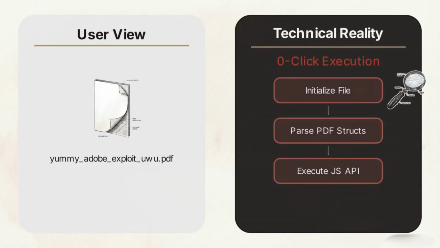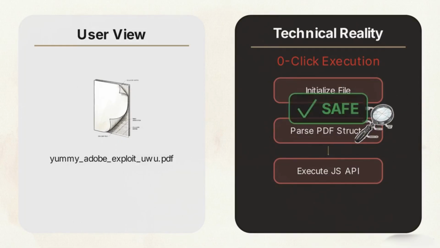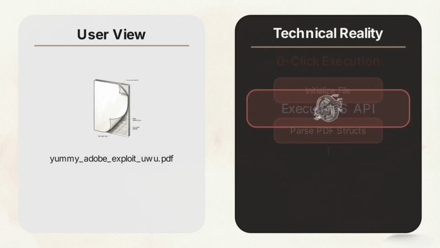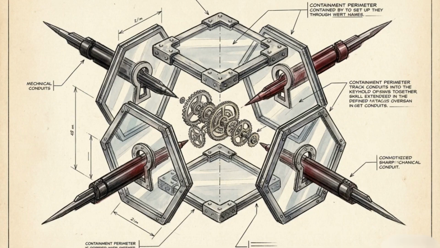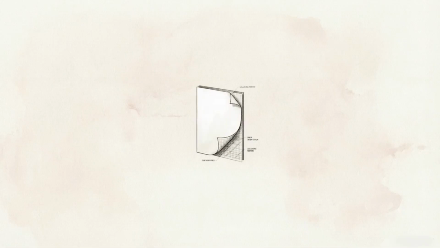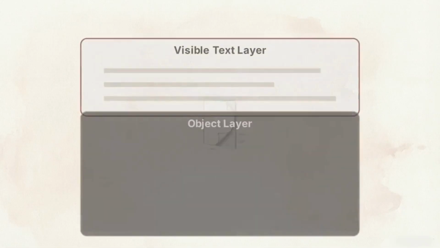Traditional antivirus misses this activity because the file lacks standard malicious signatures to trigger heuristic alarms. Instead, attackers weaponize Adobe Reader's internal JavaScript engine to conduct operations. To understand the mechanics of this breach, we must map how legitimate application programming interfaces, or APIs, are manipulated to escape a hardened environment. This diagram illustrates the architecture of a standard PDF.